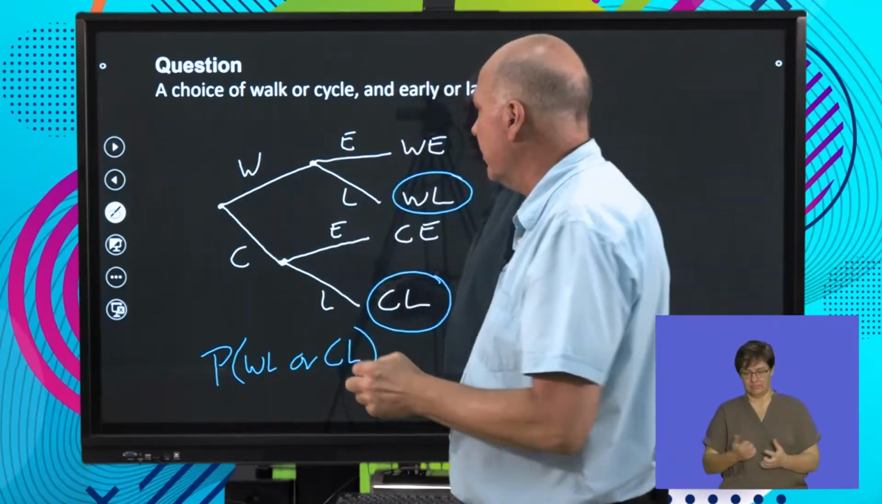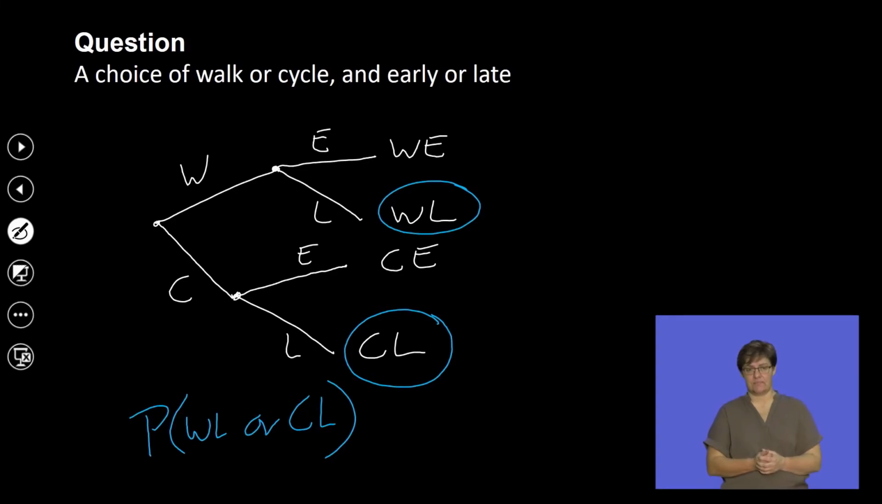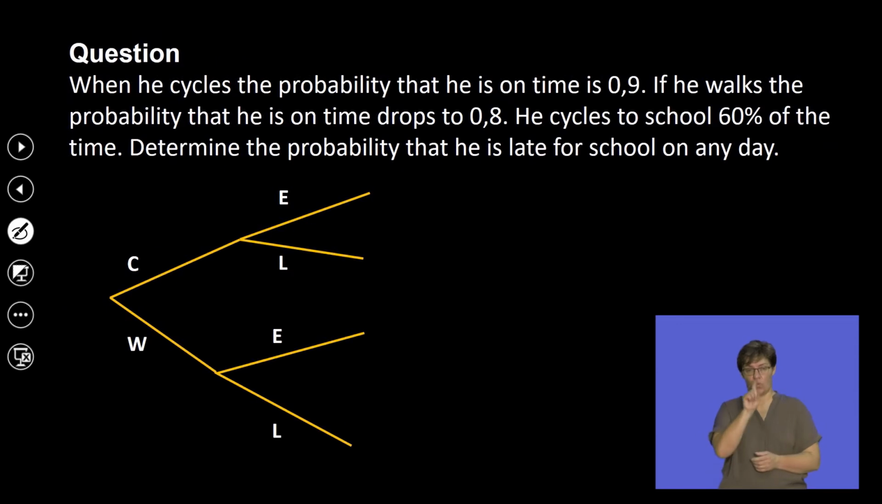So let's go to our question and get some more working space. And we've got some detail that we can put on here. So the first thing I'm going to do when we recognize the information that's been given, we're told that 60% of the time he cycles. So I'm going to say that this is 6 out of 10.